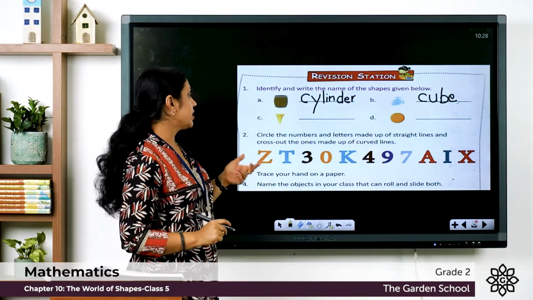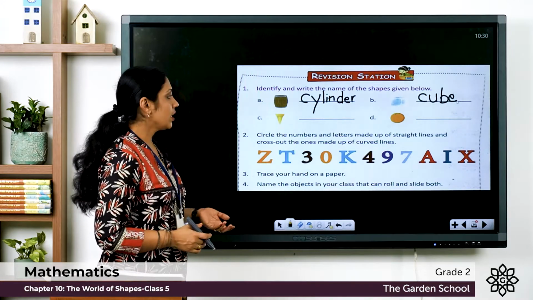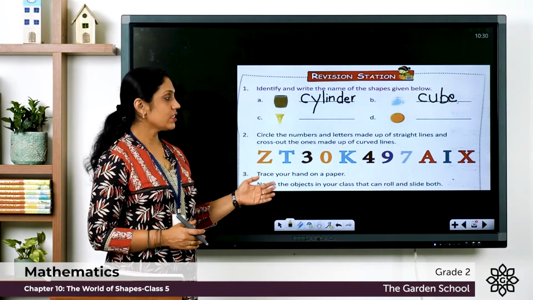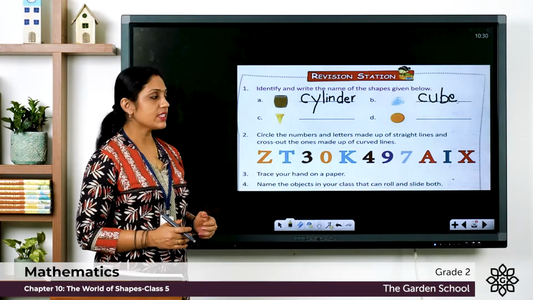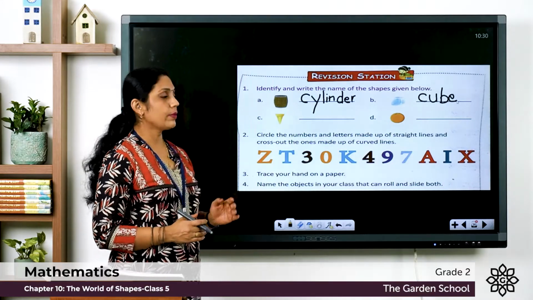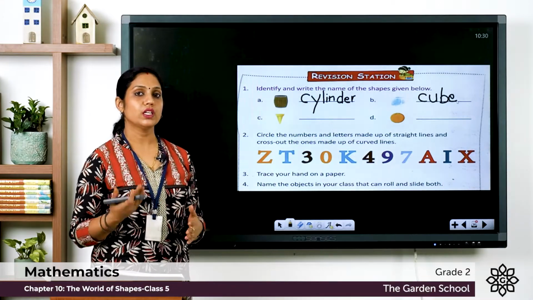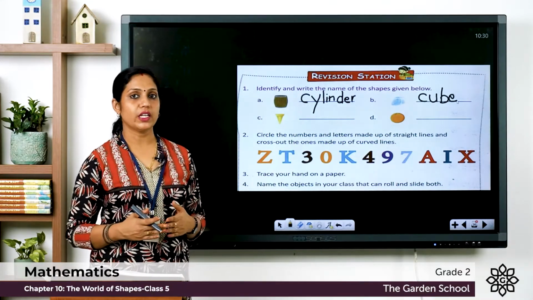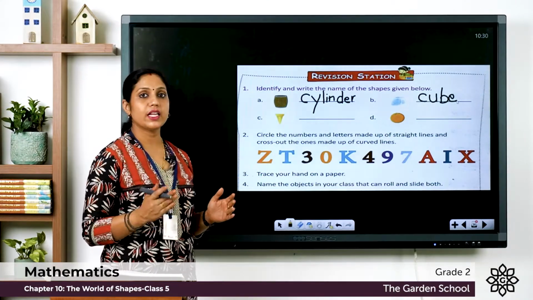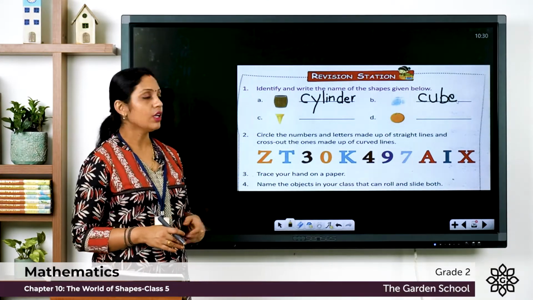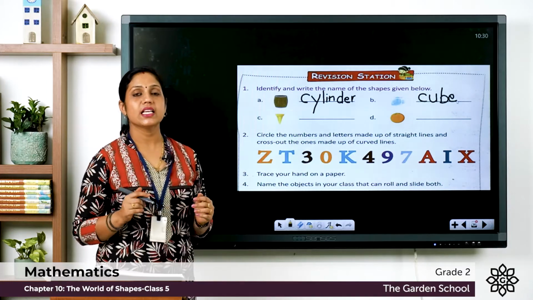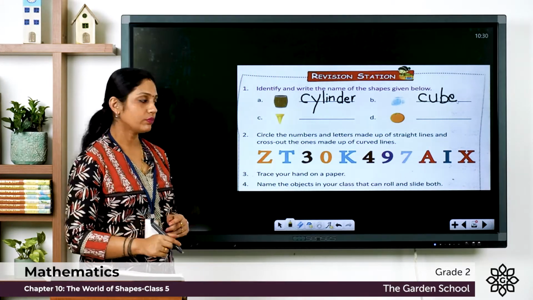Now let's look at question number 2. Circle the numbers and letters made up of straight lines and cross out the ones made up of curved lines. So we learned what are curved lines and what are straight lines. Now here you can see some letters and numbers are given. Now look at the first one. It is Z. How do you write Z?